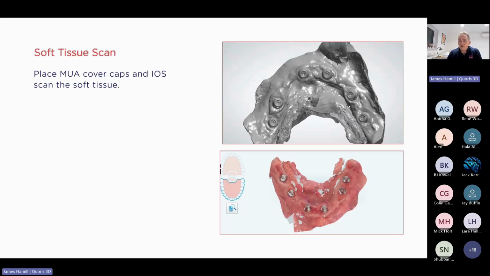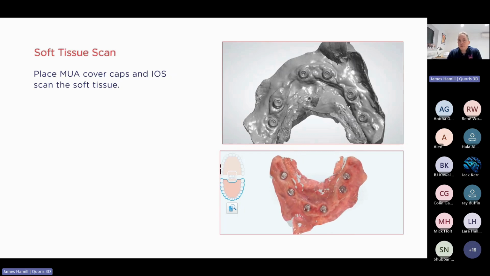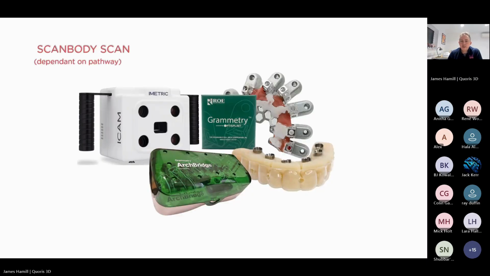With the bridge out, if you're doing it on MUAs, which the majority of these workflows are, we're going to ask you to put the MUA caps back onto the MUAs and do a soft tissue scan. So this is your 5th scan. Okay, pretty simple now for most of the scanners to be able to pick this information up. The key is not to go back and forward and back and forward. The key is to try to keep the scan nice and smooth, so don't confuse the scanner.